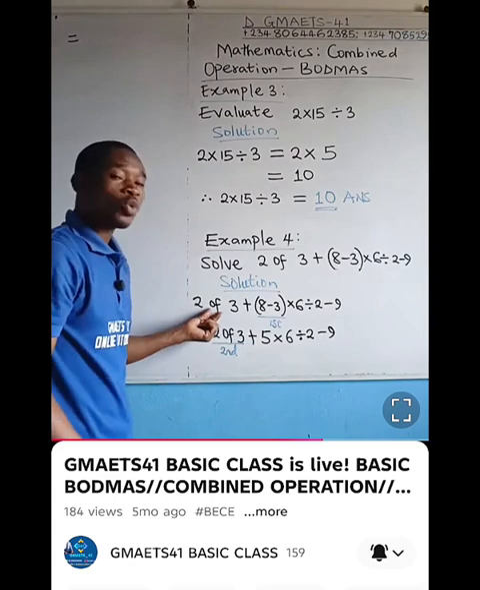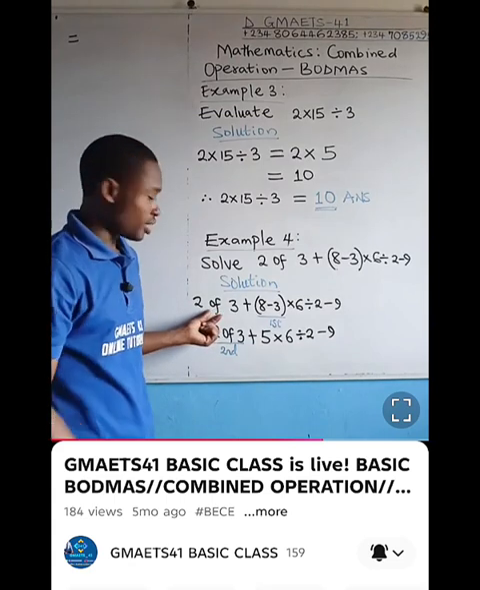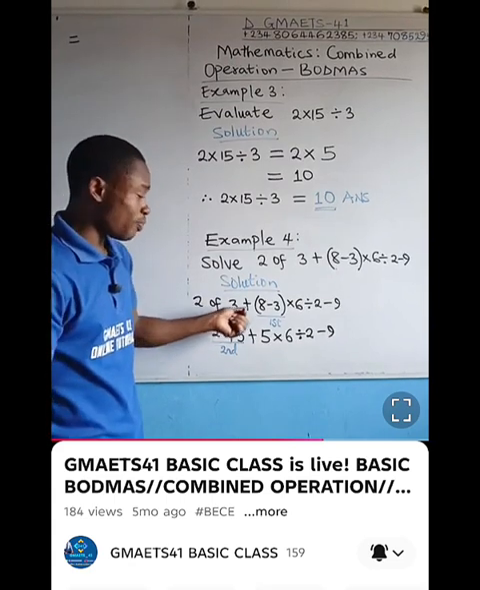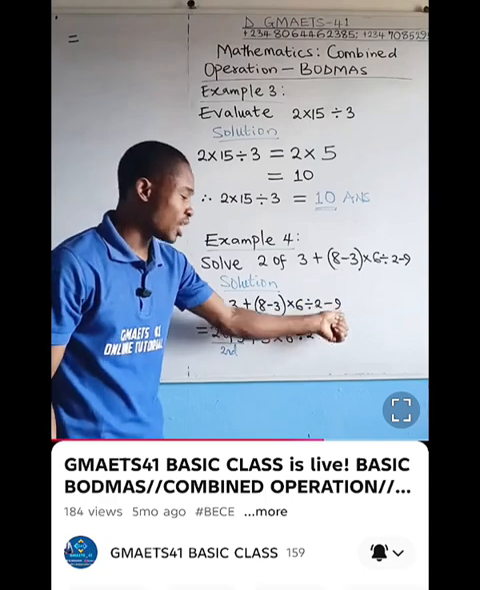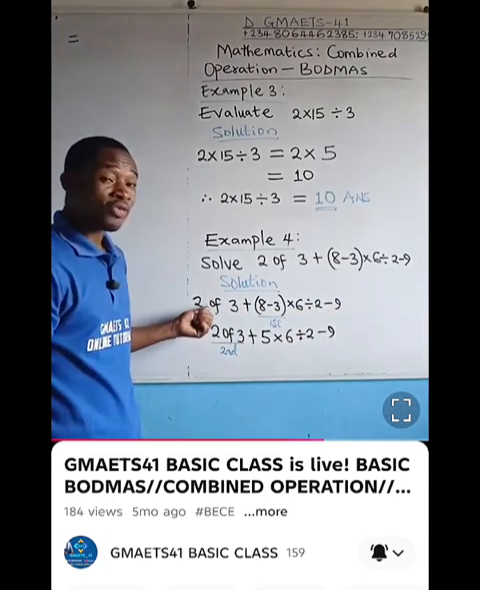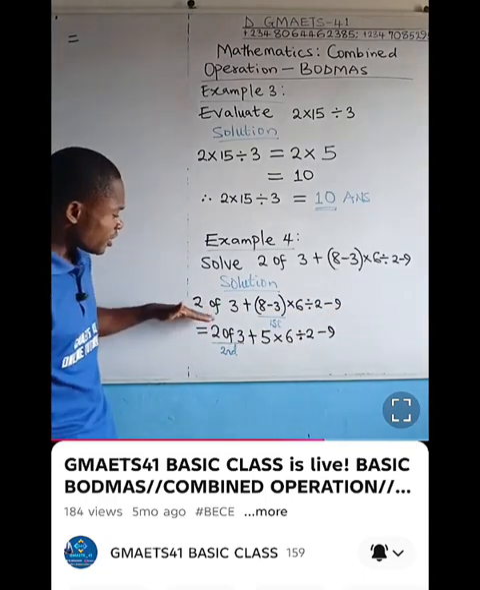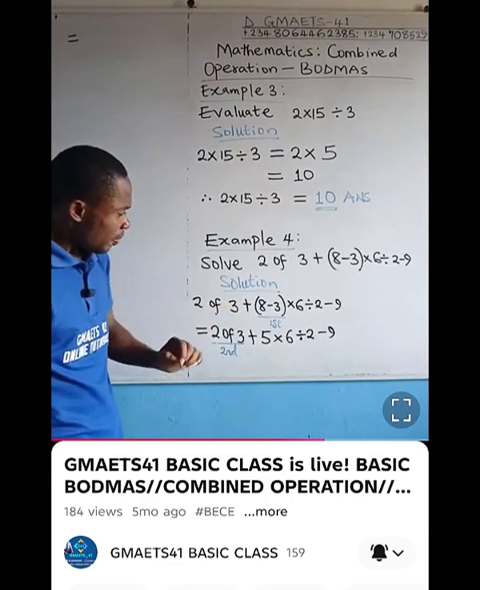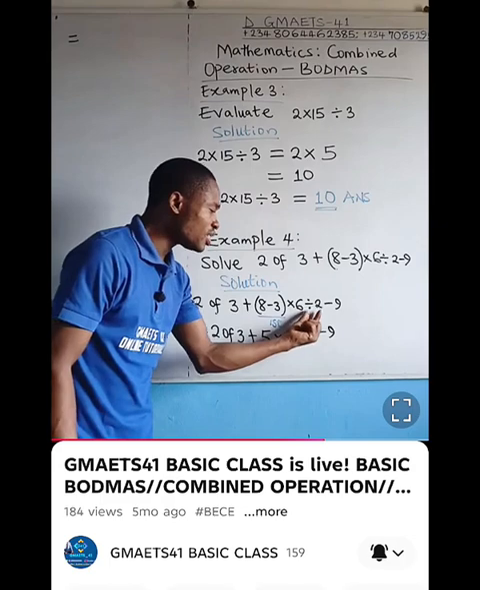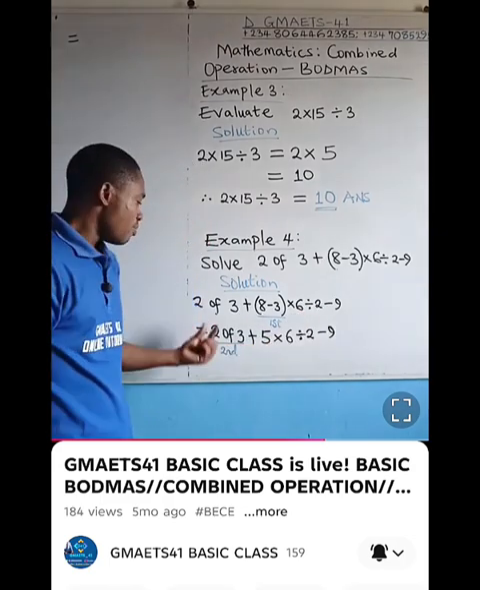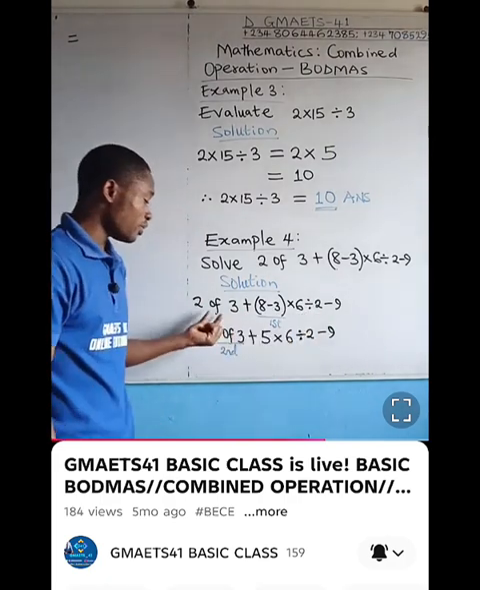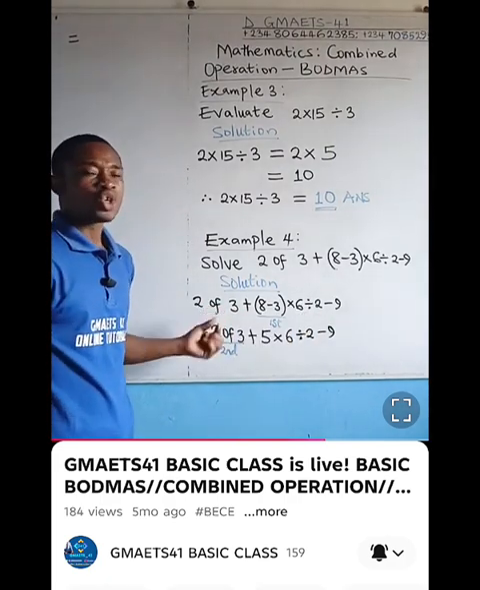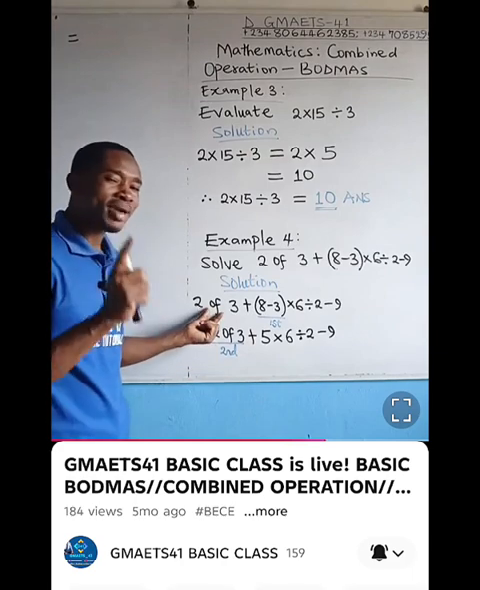if I quickly go and change "of" to times, somebody is saying 2 times 3 plus bracket 8 minus 3 times 6 divided by 2 minus 9. If I change this "of" to times immediately, the person solving this might be tempted to go and do 6 divided by 2 first before 2 times 3, because division comes before multiplication. So you want to remember, if you are writing this, maintain it as "of".